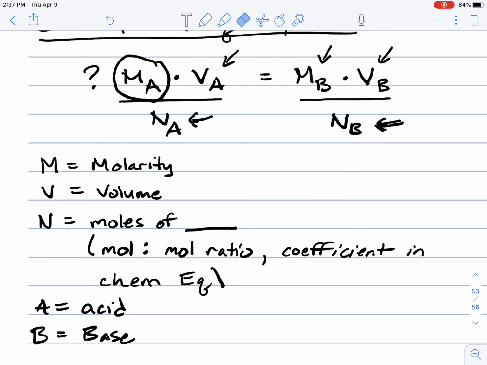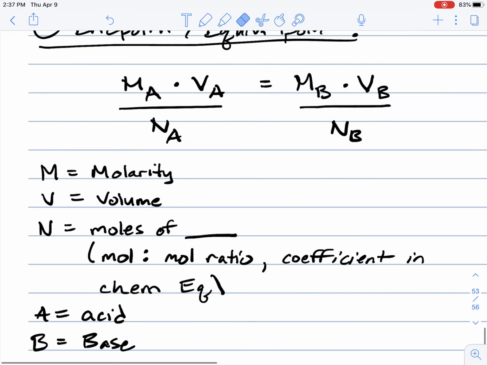Now, I'm going to go ahead and just leave this equation as is. I'm not going to go through an example in this video lecture. We're going to be using this equation when we build our titration curve, so there's going to be a lot more practice using this equation later down the line.